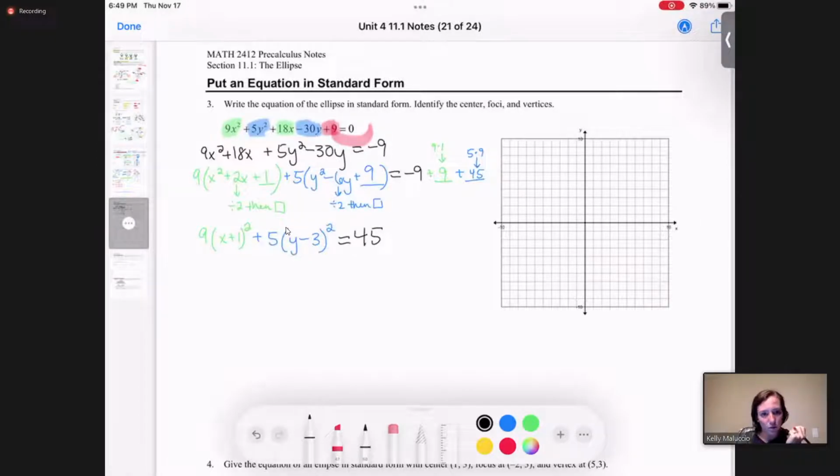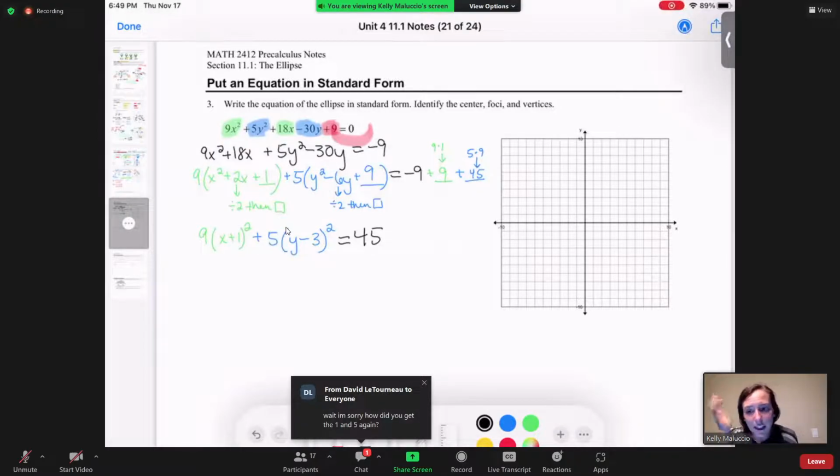All right, now we're slowly cooking, right? So we want the right-hand side to equal 1.